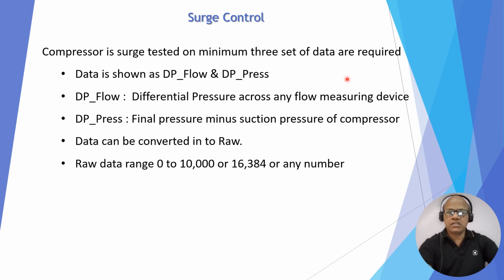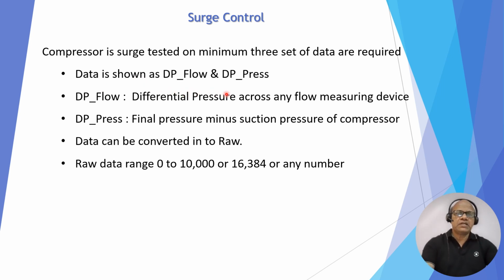Suppose once the machine is surge tested, then data is shown as a DP flow. DP flow is the differential pressure flow of any flow measuring device. Either it can be an orifice, venturi, Annubar, caliport, or any other device used for flow measuring, which is measured as a DP flow.